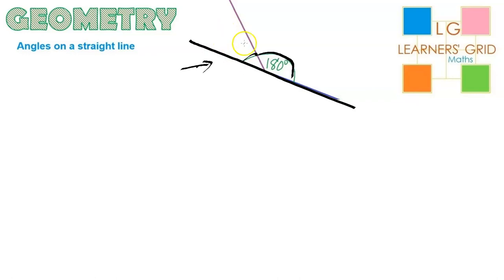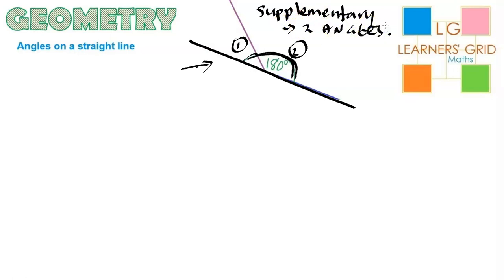Now there are two angles. The angle here is number one and the angle here will be number two. Together they make 180 degrees. Because there are only two, these are called supplementary angles, because supplementary angles are made up of two angles.